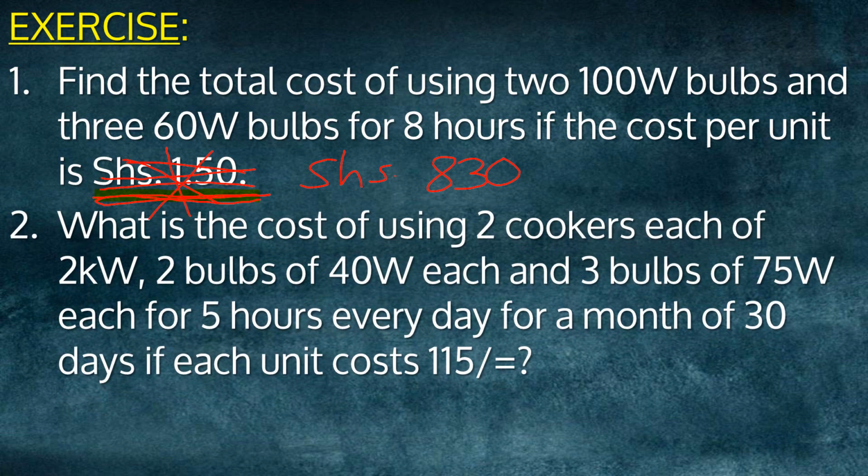Number 2, what is the cost of using 2 cookers, each of 2 kilowatts, 2 bulbs of 40 watts each, and 3 bulbs of 75 watts each for 5 hours every day for a month of 30 days if each unit costs 115 shillings? Those are your questions.